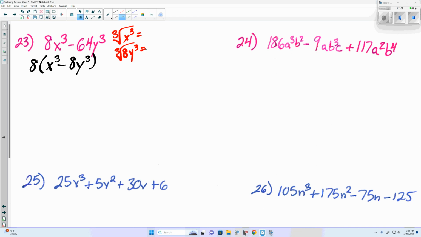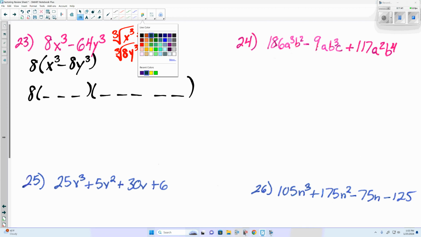So the cubed root of x to the third is x. Cubed root of 8 is 2, 2y. And our cubed root of y to the third is y. Let's go with this. Our signs are going to be the same, opposite, always end on a positive note. So the same would be minus. Opposite would be plus. Always end on a positive note would be plus.